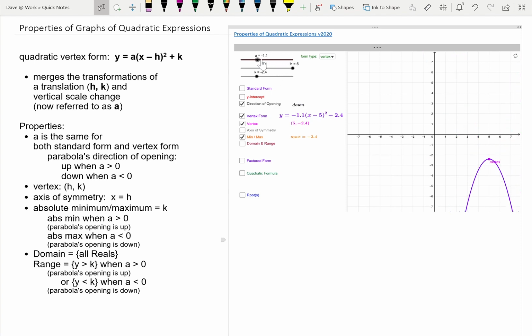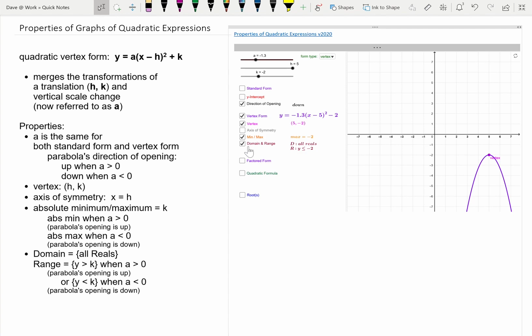If I, on the other hand, shifted the parabola so it went in a downward direction, what was once the minimum now has become the maximum. Let's move k to, let's say, -2. Now I could say that this is the largest height that this graph will ever reach. And when you start talking about the heights of graphs, you are talking about the domain and range.